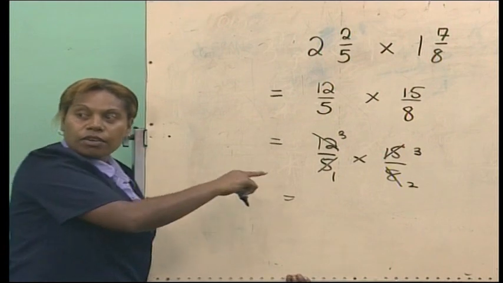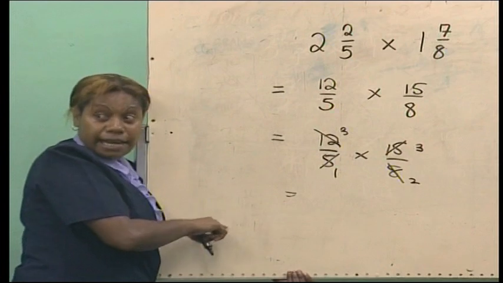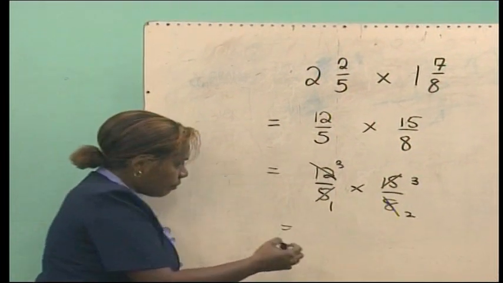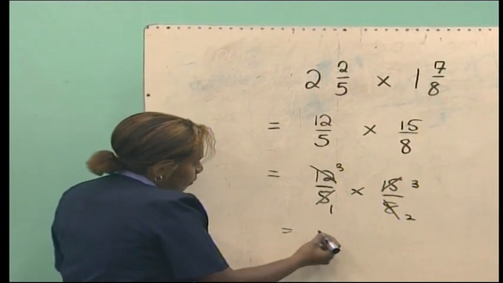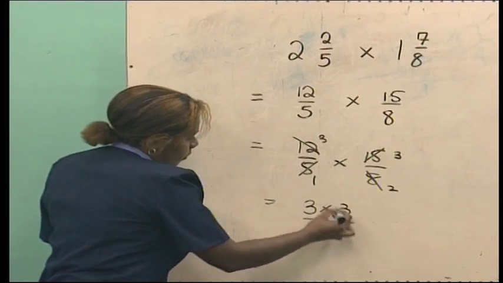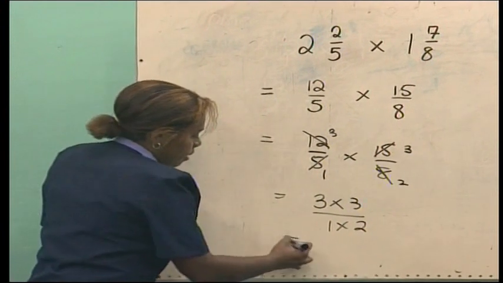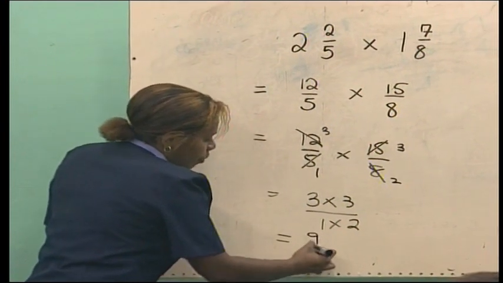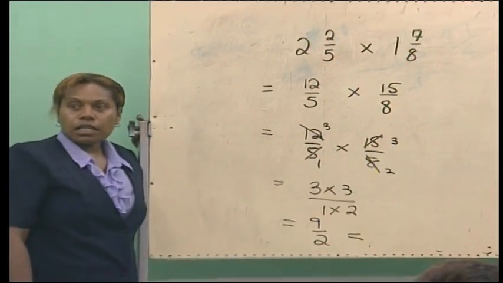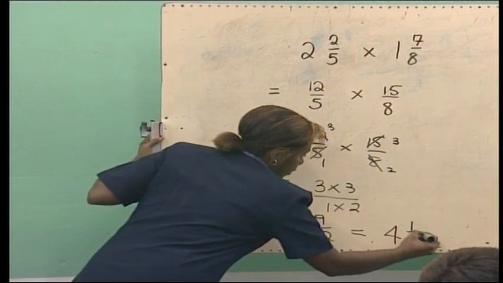Okay, but firstly, multiply. 3 times 3 equals 9. 9 over 2. Okay, which is 9 over 2, and your answer will be 4 and a half. Okay, thank you.